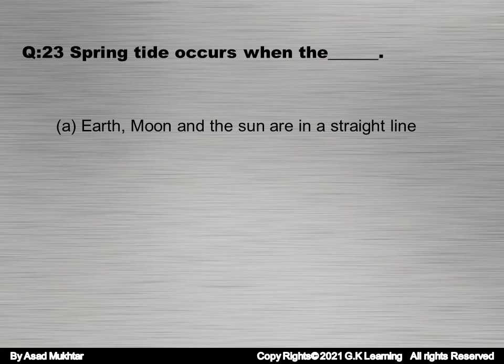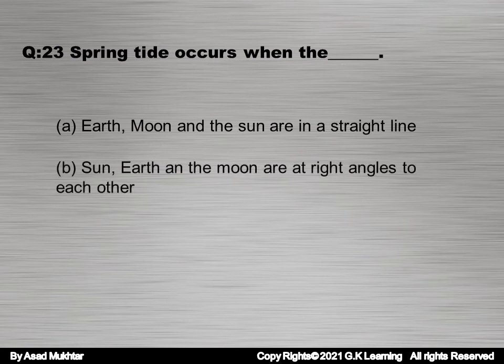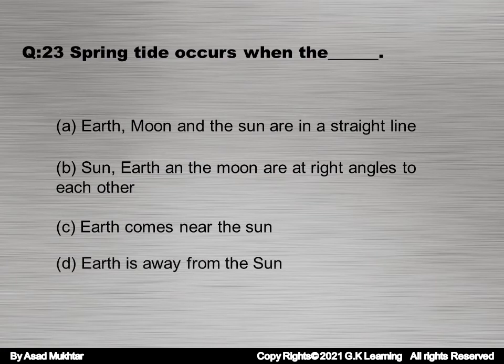Earth, Moon and the Sun are in a straight line. Is greatest when it is closest to the Sun. Earth comes near the Sun. Earth is away from the Sun. The answer is Earth, Moon and the Sun are in a straight line.